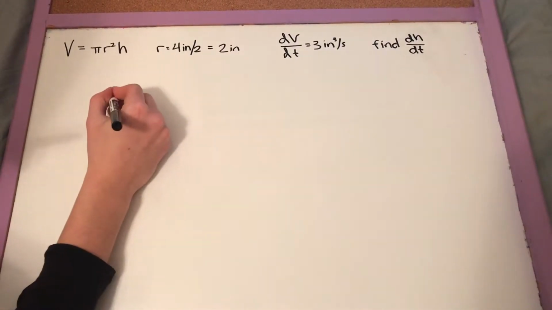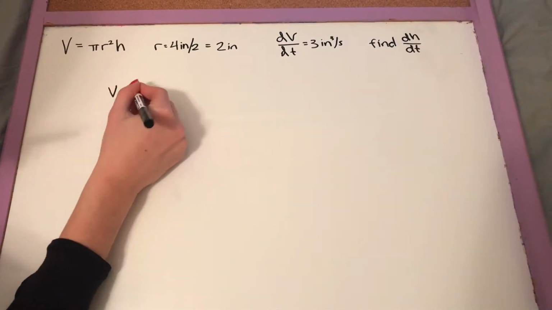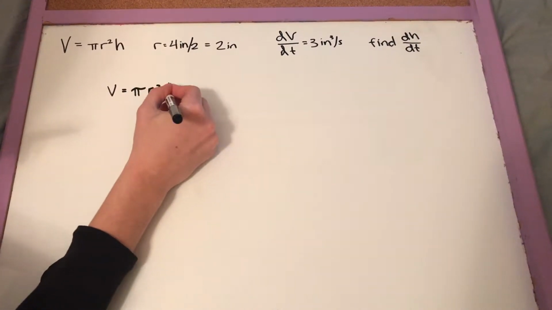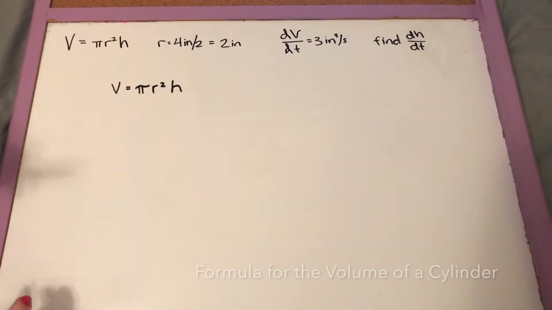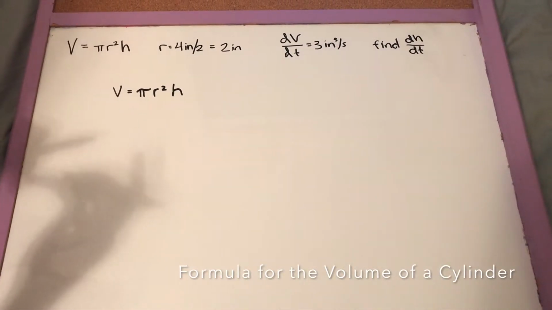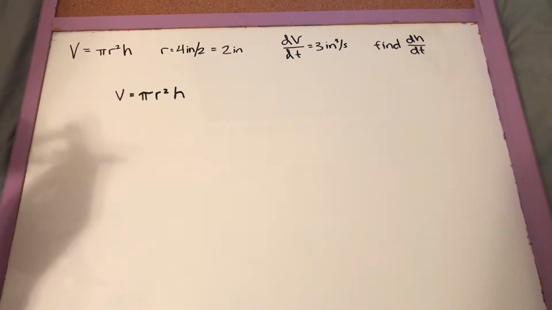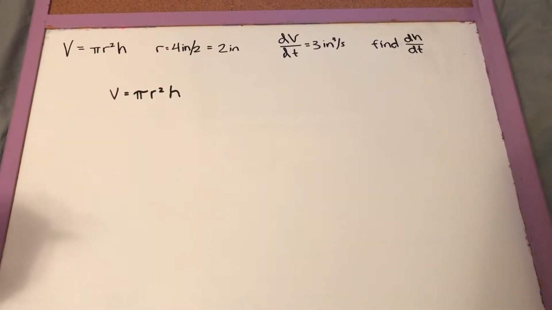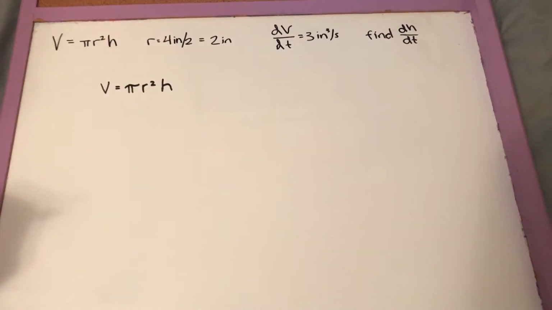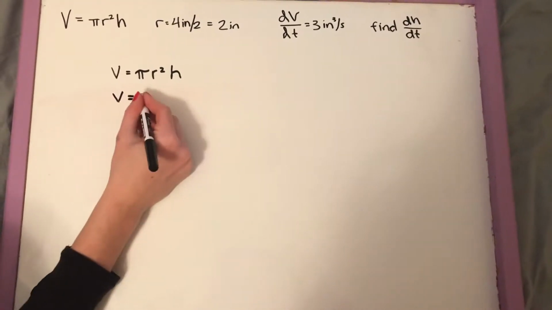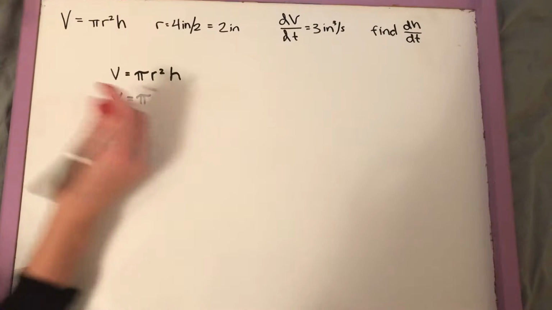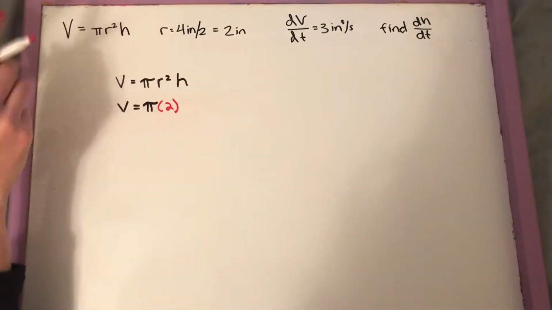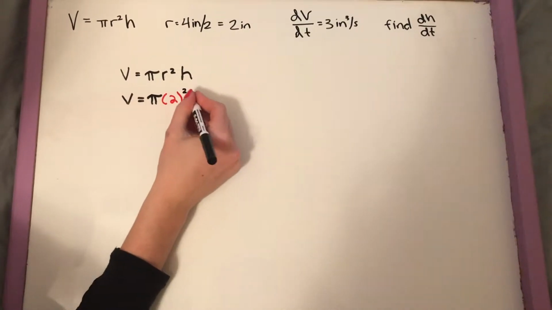So we use the formula V equals pi r squared h. The next step is to plug in our constants, which would only be radius. This is because the radius of a cylinder is constant throughout. V equals pi r squared, and r squared would be 2 squared, since 2 is our radius, and h.